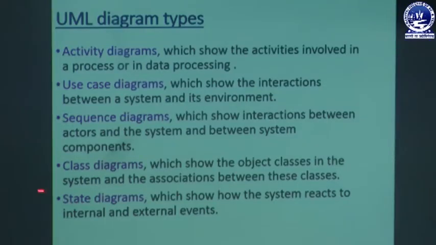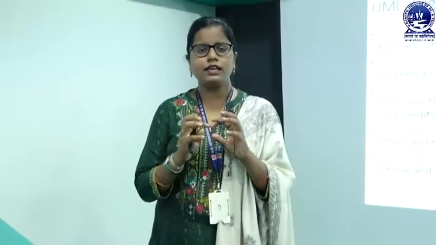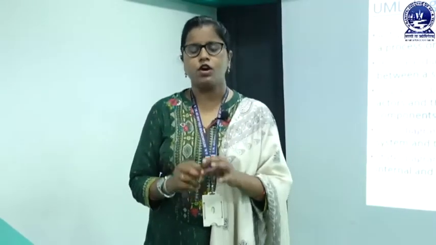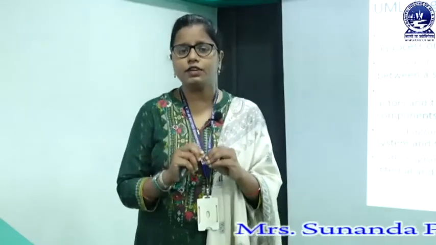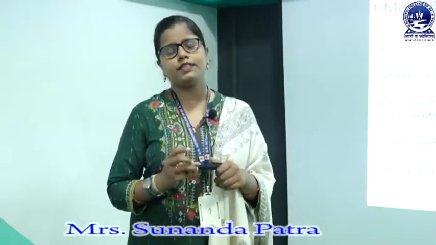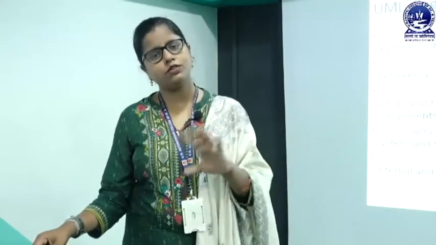The next diagram is the state diagram. The state diagram shows how the system reacts to internal and external events. So, the state diagram represents the behavioral perspective. That means what the system can do when an internal or external event occurs, how my system could behave when some external and internal events occur. That can be represented by a state diagram. That means, if an event occurs, then how the state of the system changes from one state to another state.